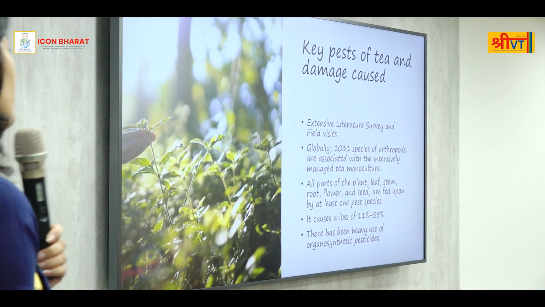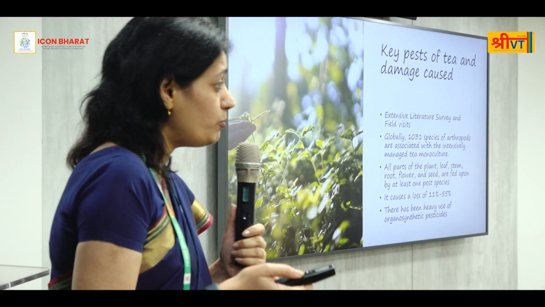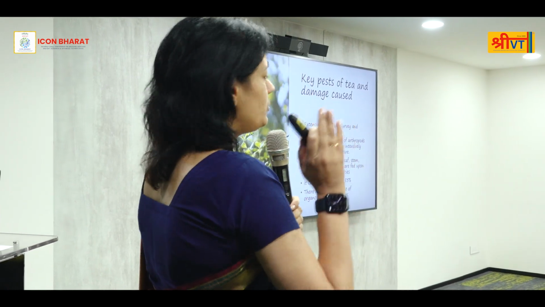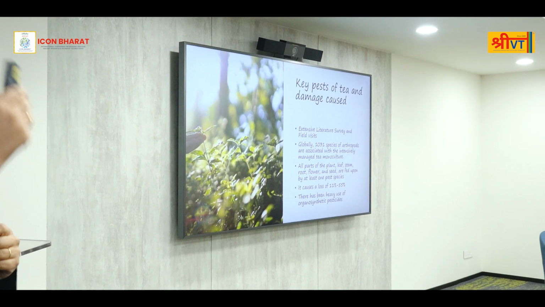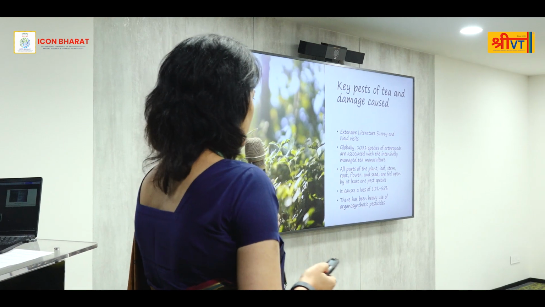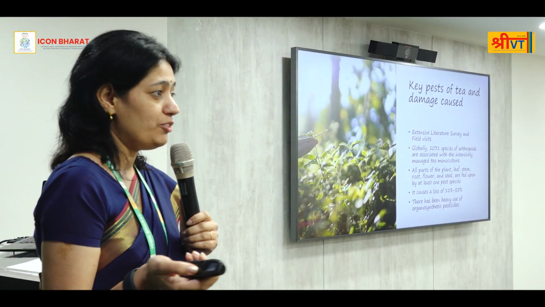1031 species of arthropods are associated with tea, because tea is a monoculture, and whenever you have a monoculture, you have colonies of pests in the comfort zone continuously enjoying it. Tea alone is one such crop. Every part of tea is consumed by pests, every part of the bush. And the annual loss for a dollar crop is 11 to 55%.